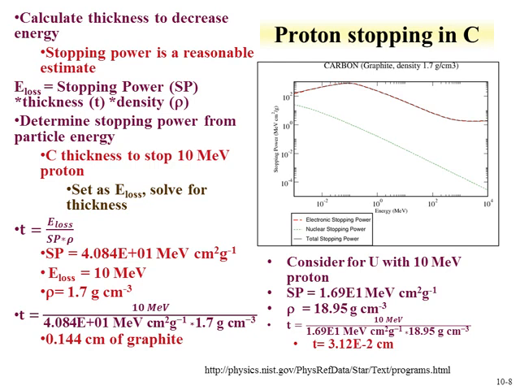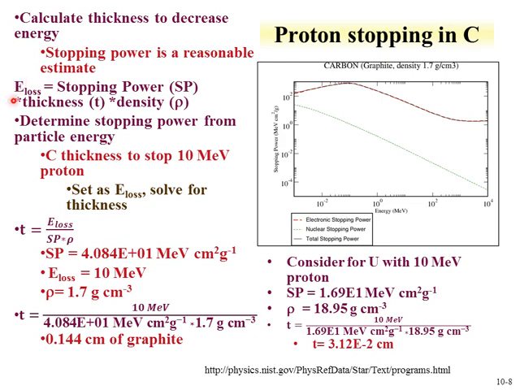So in other words, we would go to this program, the P-STAR program. We can input the energy that we're interested in. In this case, let's see how much graphite is needed to stop a 10 MeV proton. If the energy loss is equal to stopping power times thickness times density, we want to say that the energy loss for a 10 MeV proton is 10 MeV.